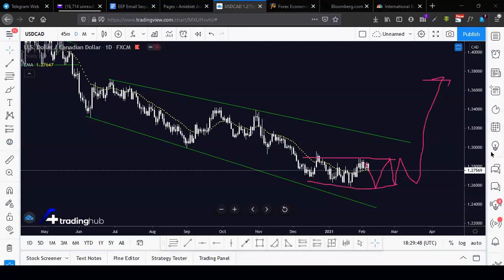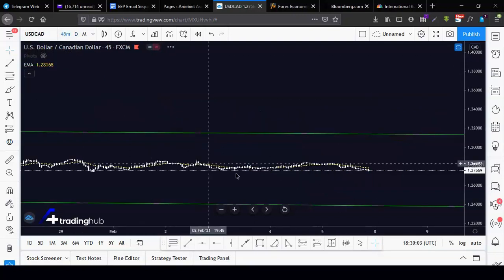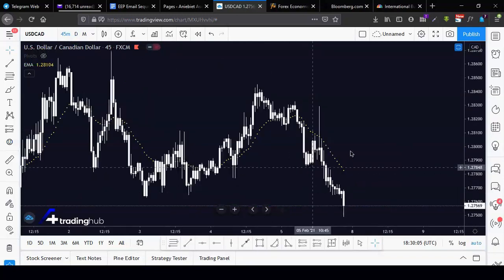Don't rush in and be buying at the top. If you are buying at this top here, you may miss the whole move. So wait for a little price correction before you take a buy. So USD card, I'm bullish. Let me tell you, I'm bullish on USD card.